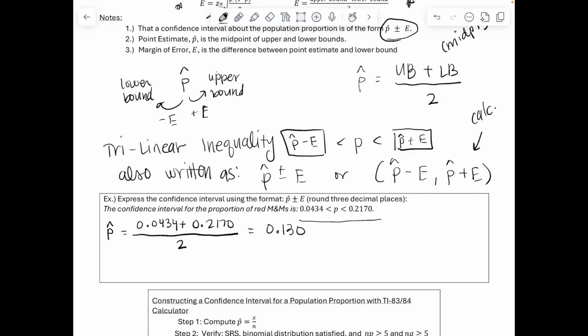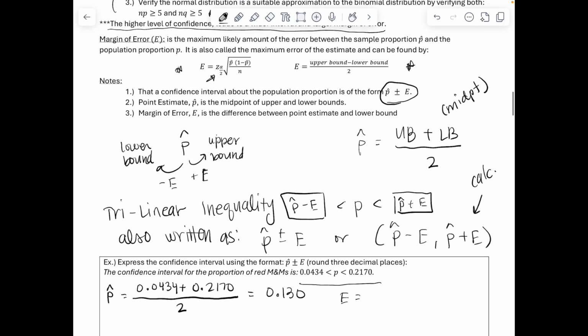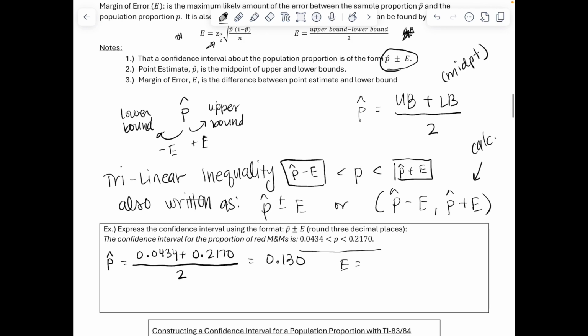And then in order to find E, our margin of error, we are going to use the formula that's up at the top that we have starred already. Since we have the upper and lower bound, this one says your upper bound minus your lower bound divided by 2. So our upper bound here is 0.2170 minus 0.0434 divided by 2. When we work this out, we get 0.087.